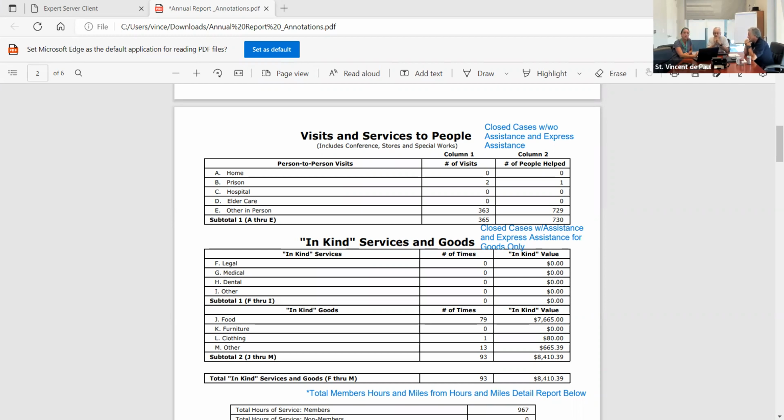John, if you want to respond, you can unmute yourself if you have other questions or clarification. You have to keep track of how many households with Express Assistance, it won't capture. So I think that answers the question. If you don't have special works, then that's good.